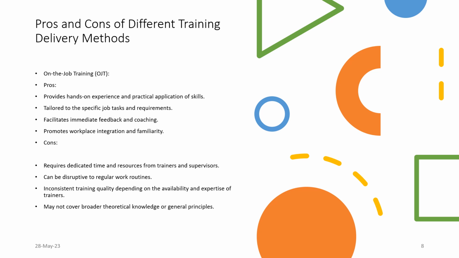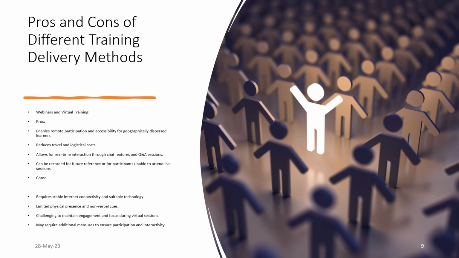The third one is on-the-job training, or OJT. If you go by the word itself, it provides hands-on experience for the workers, and it is tailor-made. But in terms of the cons, it requires dedicated time and resources from a lot of parties, like commitment from the trainers and supervisors to conduct this kind of training delivery method.